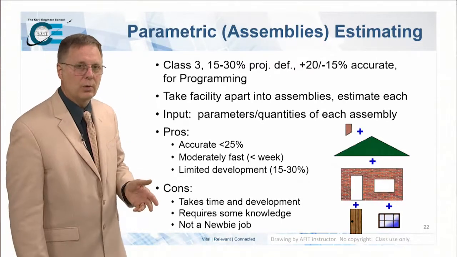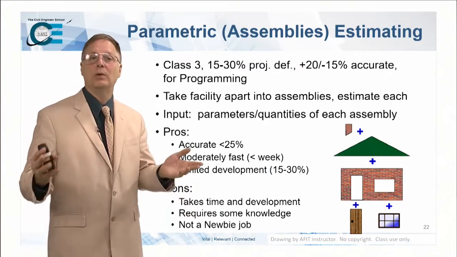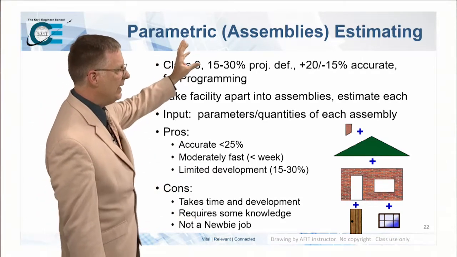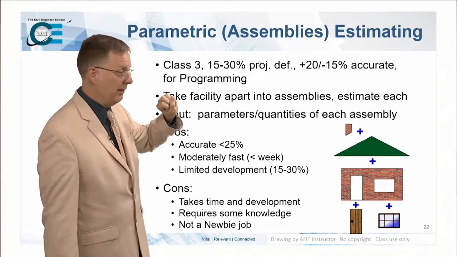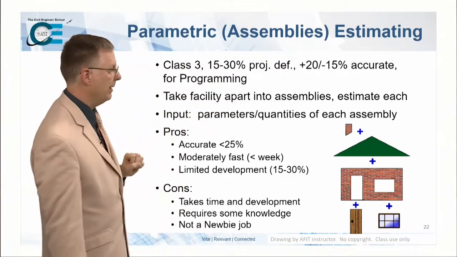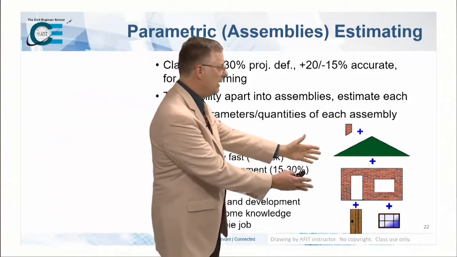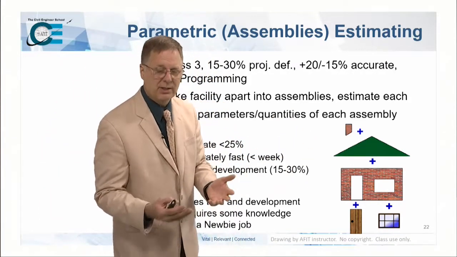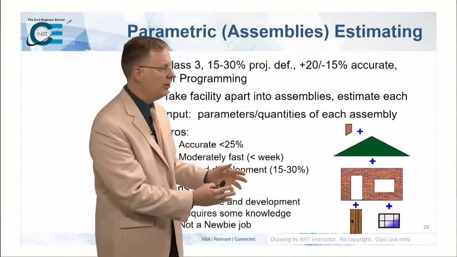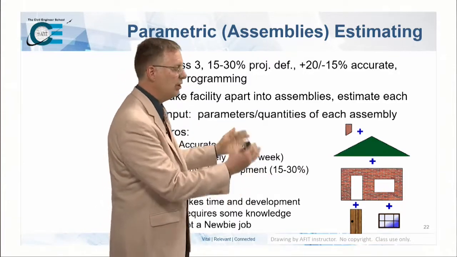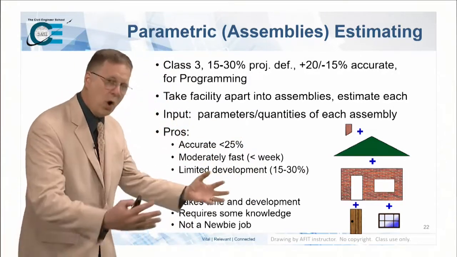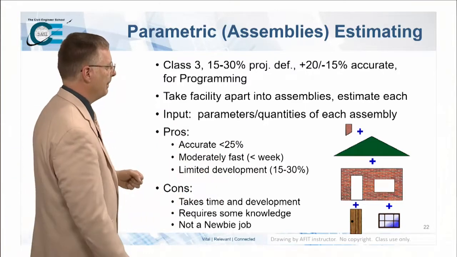Now, if you come back to the 400 course, we'll spend several days, in fact, an entire week teaching you how to do a parametric estimate. Remember, class 3, it requires a certain amount of project definition, but it gets you in that 25% accuracy, which is required for programming. It basically takes the facility completely apart into its assemblies. It's little pieces of a facility. So you'll estimate the roof, and then you'll estimate the walls, and then you'll estimate the doors and the windows and all the other parts that go into the facility. And then you assemble them all back together to come up with that cost.